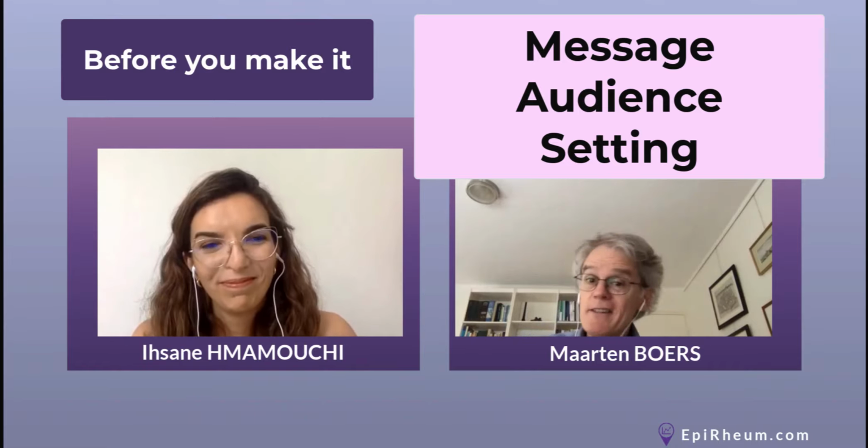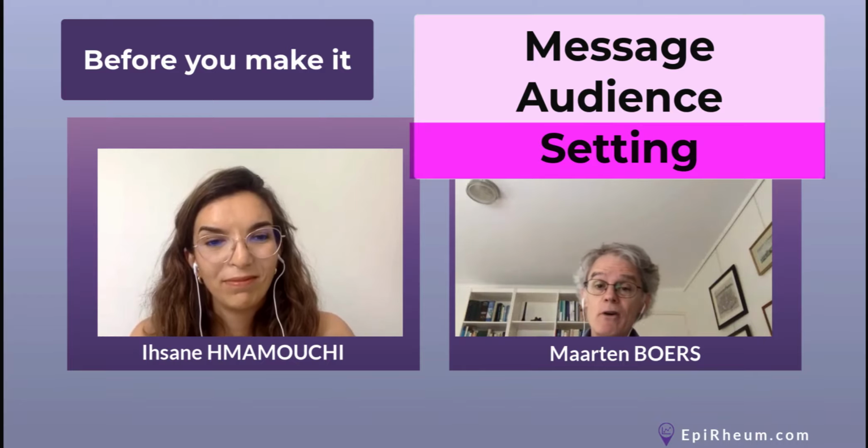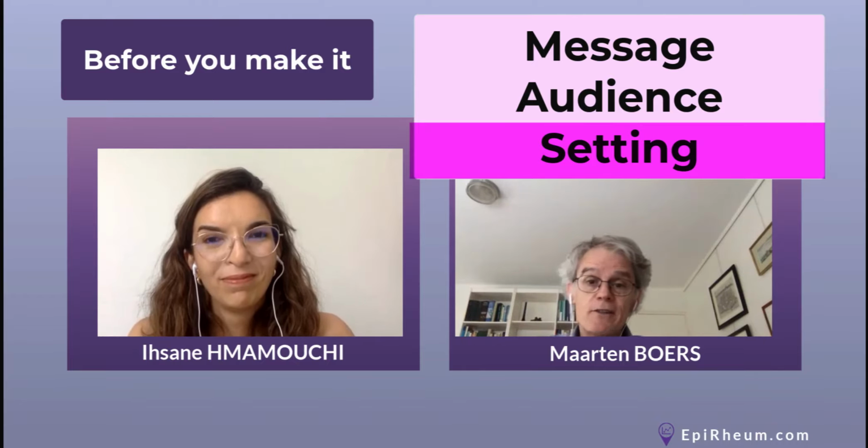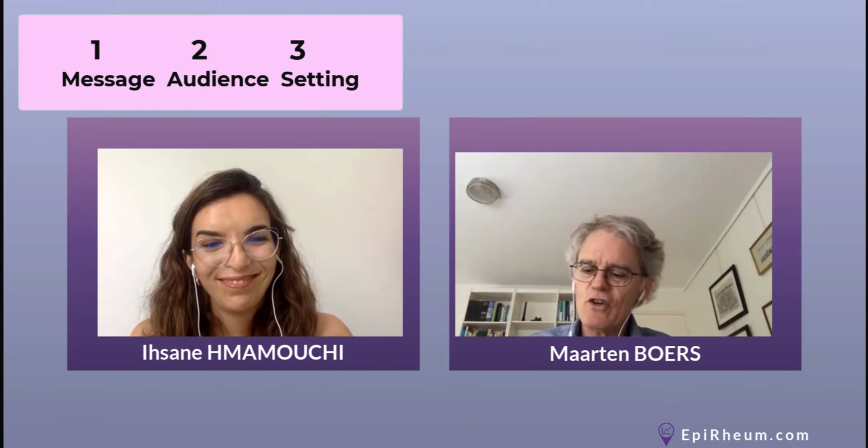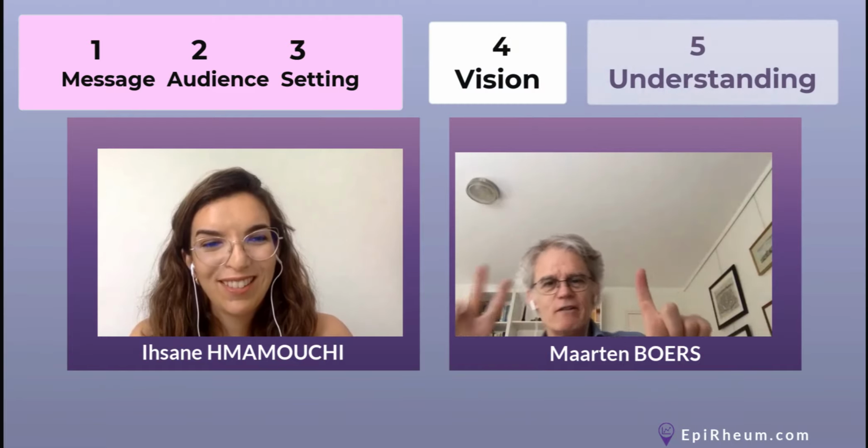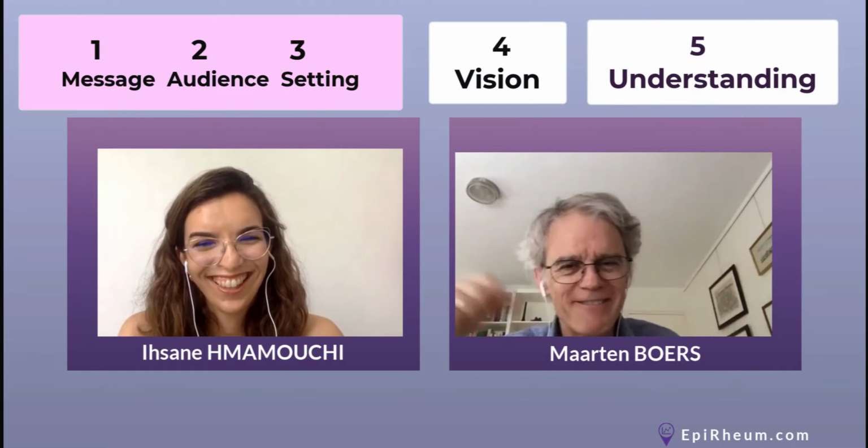And the setting is also very important. Is it a big hall for 6,000 people? Is it a computer screen? So message, audience, setting, vision, understanding. 5 words. That's all.